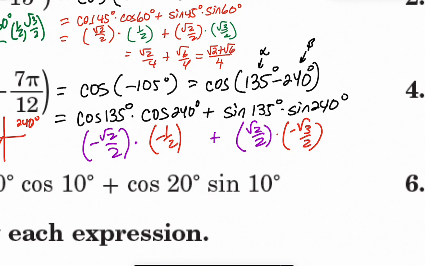And then I'm running out of room, but I think we can fit it in there. Two negatives make a positive. That's square root of 2 over 4. A positive and negative make a negative. That's square root of 6 over 4. So our answer is square root of 2 minus square root of 6 over 4.